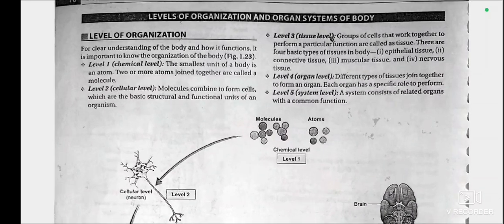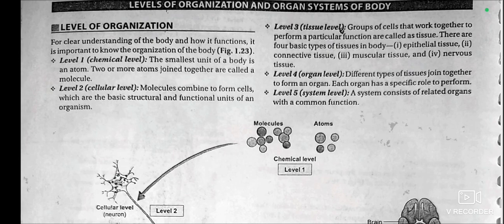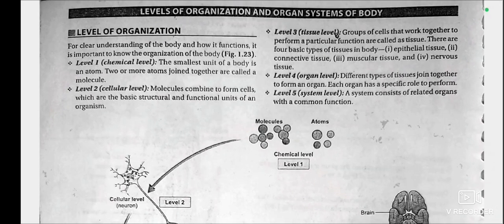In level 3, there are 4 basic types of tissues in the body: epithelial tissue, connective tissue, muscular tissue, and nervous tissue. These 4 tissues we will discuss in upcoming videos. What is epithelial tissue and how the tissue structure is formed, I will explain later.